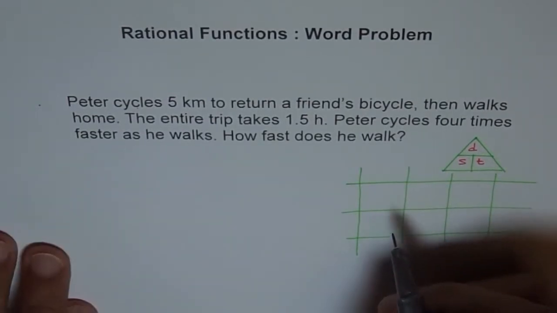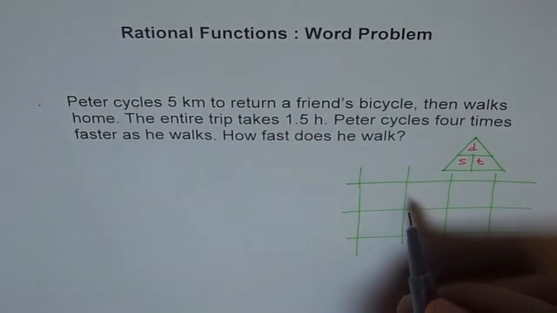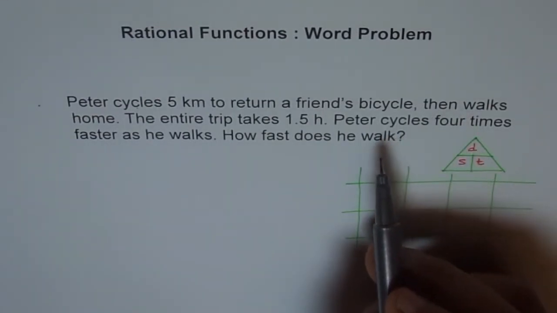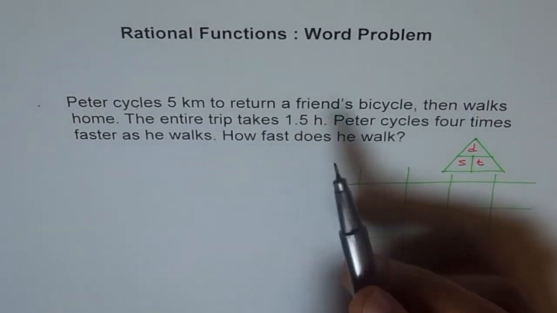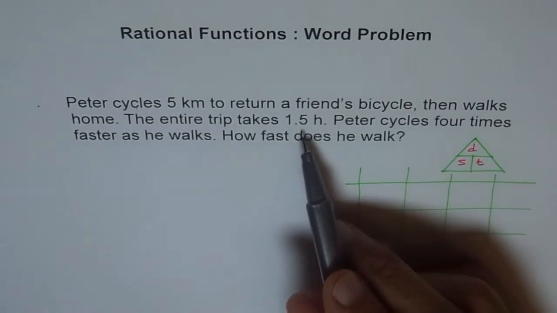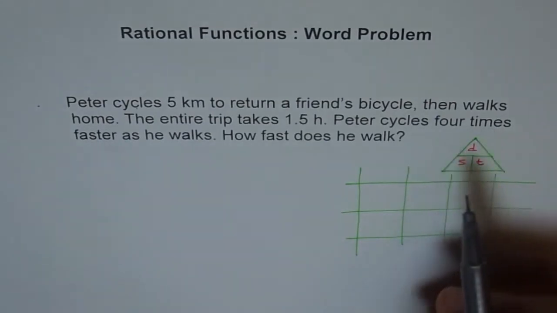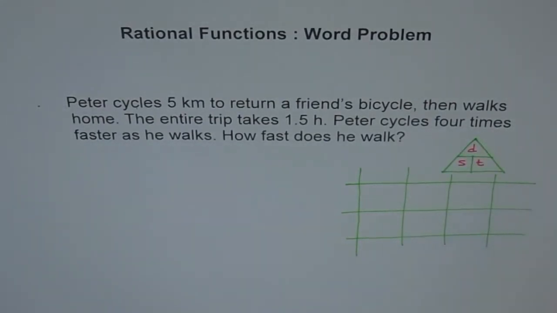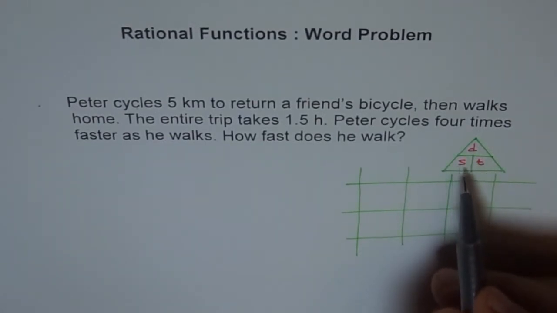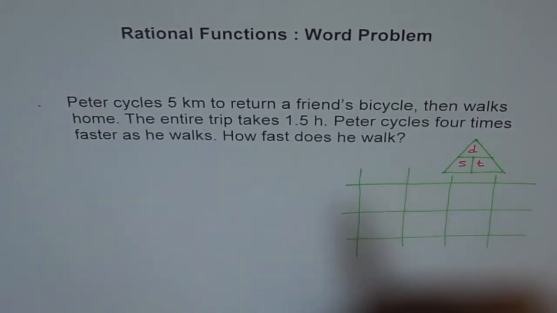Now what do we have here? Peter cycles 5 kilometers to return a friend's bicycle. So the distance covered by Peter is 5 kilometers when he cycles. Then he walks home, the same distance, of course. So 5 kilometers is the distance back. And the entire trip, so going and coming, takes 1.5 hours. And Peter cycles 4 times as fast as he walks. So he cycles much faster. So basically we know we have distance, speed and time. How fast does he walk? So you want to find the walking speed.